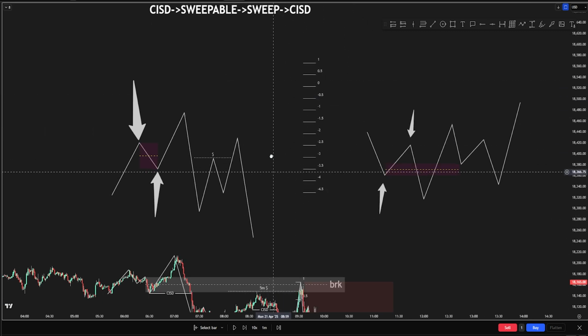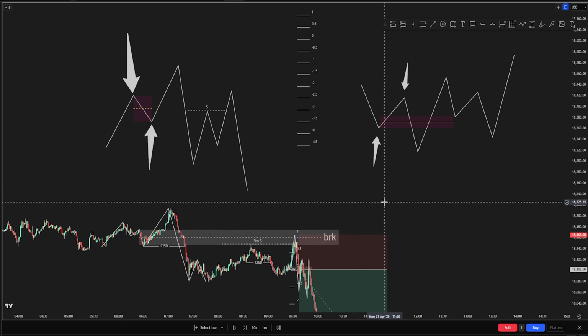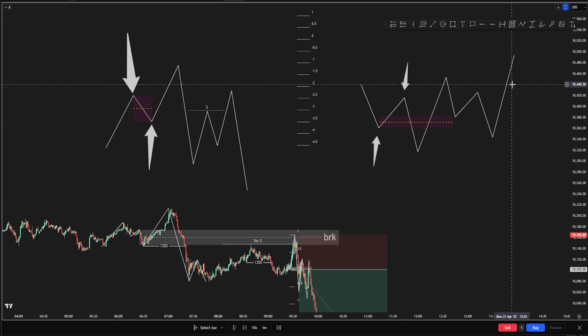Now, how do you determine which one goes to -2? How do you determine which one goes to -4? This part is a little more complicated to explain, because you basically need more knowledge about how a breaker is supposed to print and the qualities of a high probability breaker. That would take me a really long time and another video.